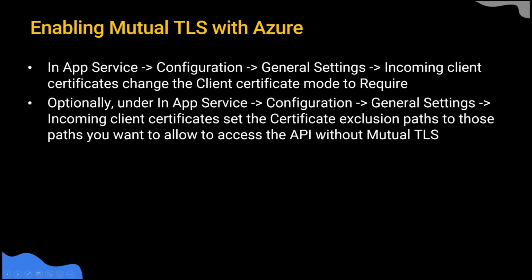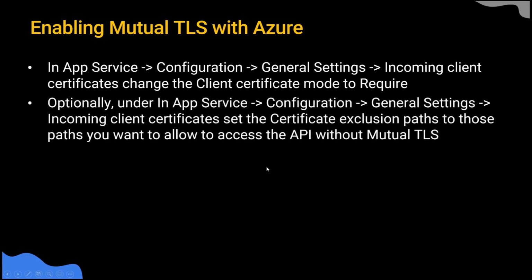Also, as a side note here, in the incoming client certificates, you can also set up exclusion paths. So if you want certain clients to be able to connect using mutual TLS and certain clients not, you can actually enable that in Azure.